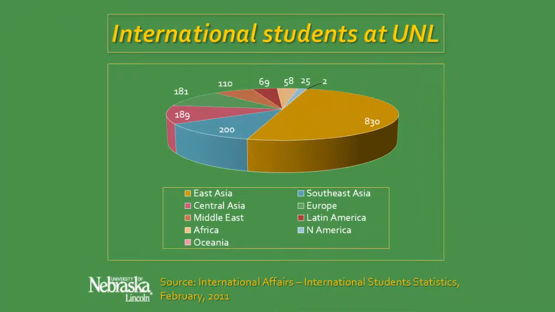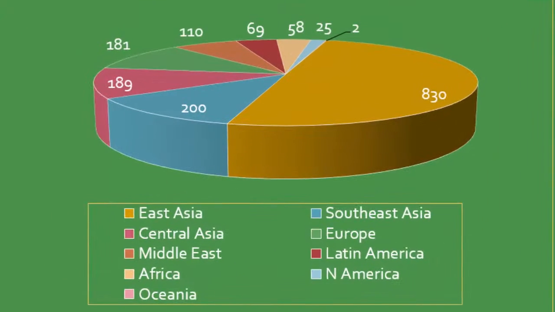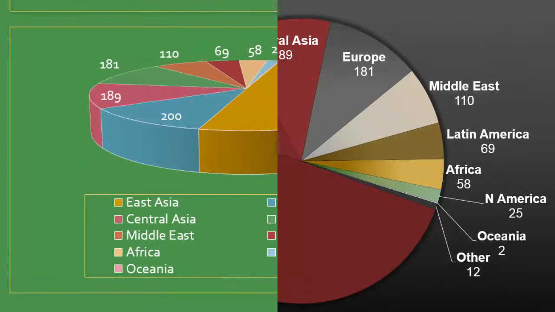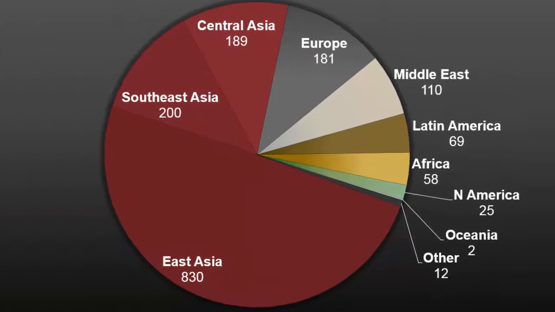Now look at this example. I found this on the UNL website a while back. Tell me how many international students were from Middle East. Okay, now how many students were from Europe? Which design was easier to process or interact with? I'm sure it was this one.